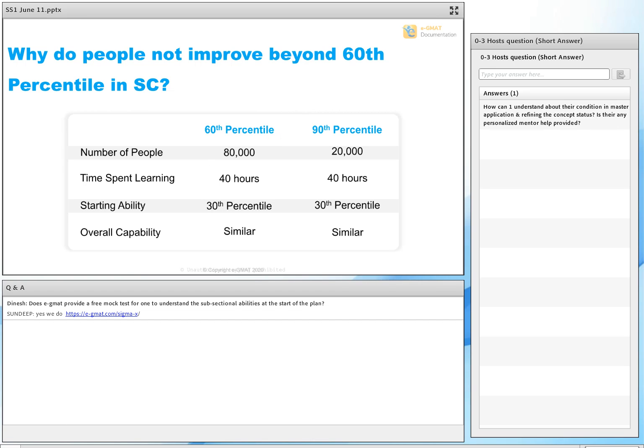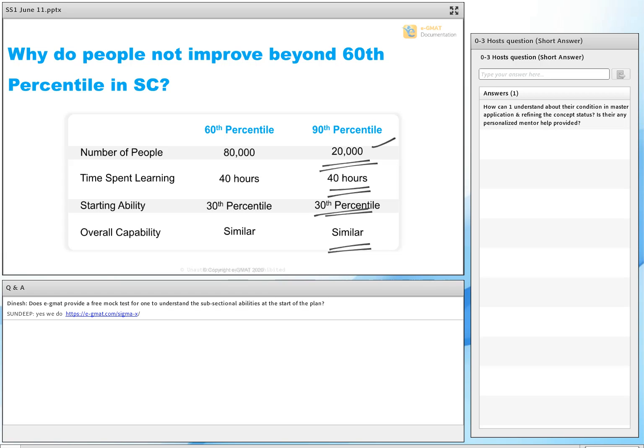As you can see, 90th percentile means you're in the top 10% of students, which means the top 20,000 students or so. Okay. Time spent learning, 40 hours. Again, the same starting ability, the same ending ability.